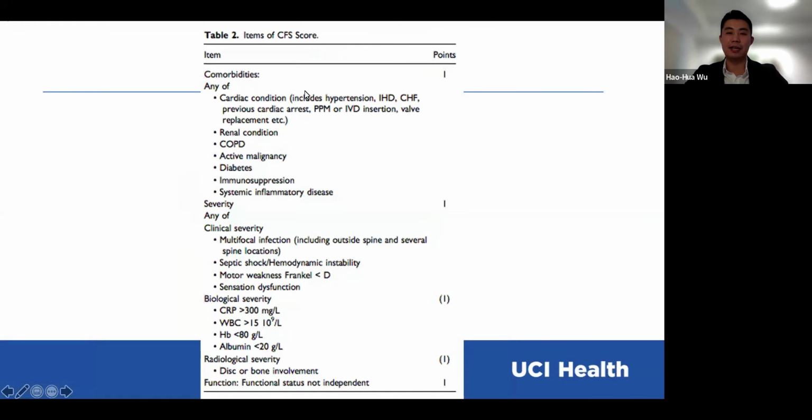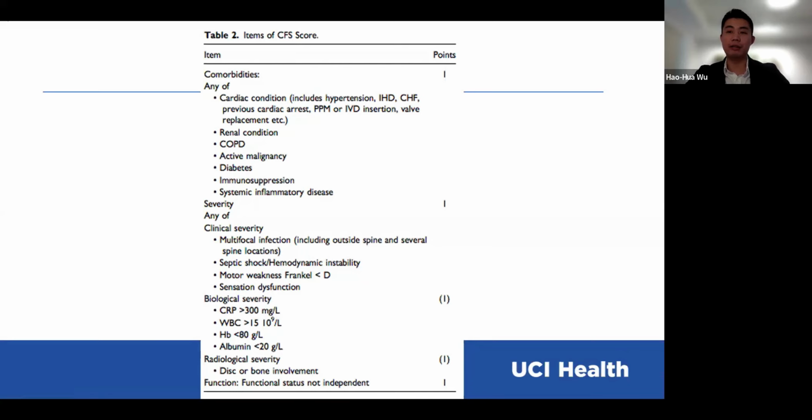And what they found was they developed a score that's called the CSF score. They just spelled it wrong here in this table, but everywhere else it is spelled as CSF. And that stands for comorbidities, severity, and function. So if you have any of these comorbidities, you get 1 point. If you have any of these clinical severity factors, you get 1 point. And if the functional status is not independent for the patient, you get 1 point as well. So that's a CSF score. And the more points you get, the higher the risk of failing non-operative treatment and higher risk of mortality.